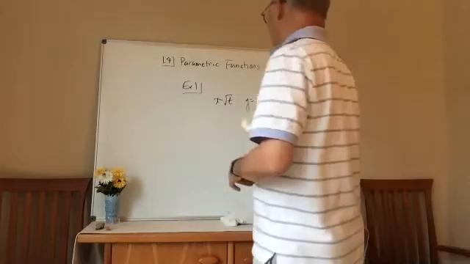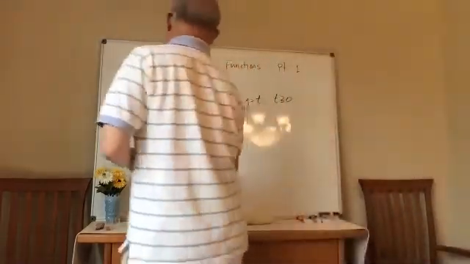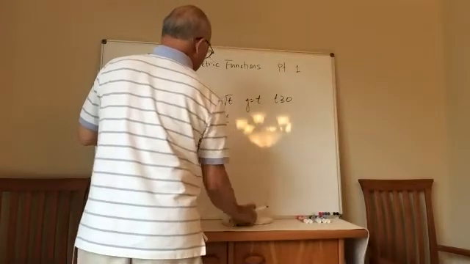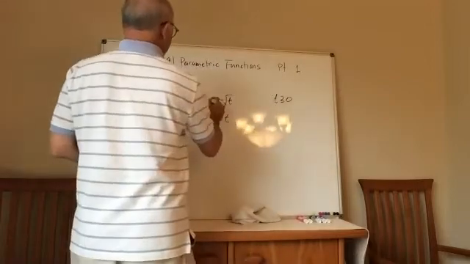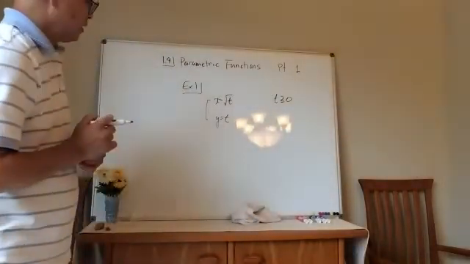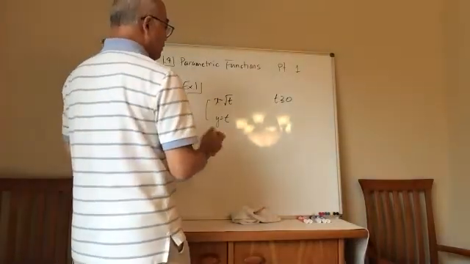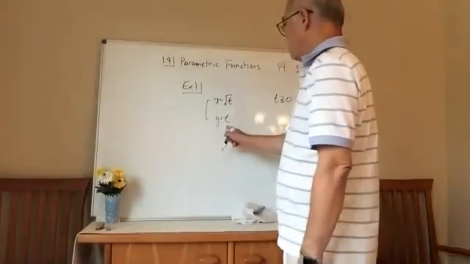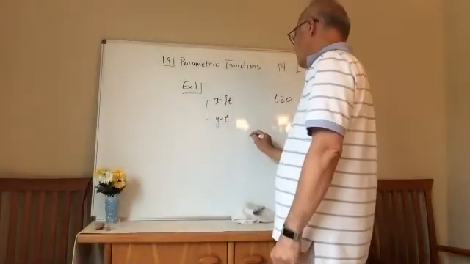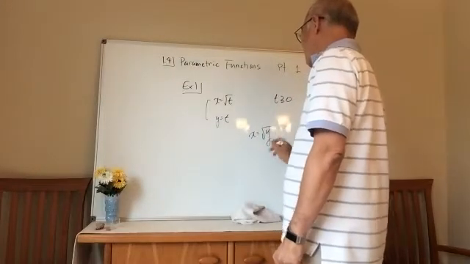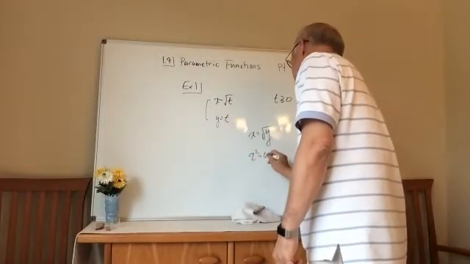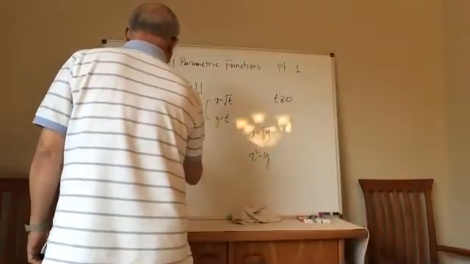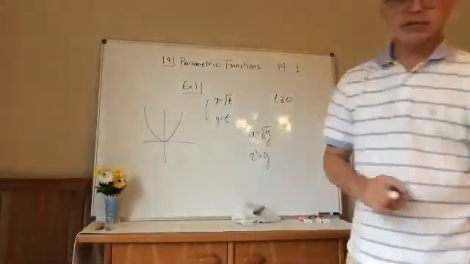Okay, so we need to basically eliminate the t to find out what the relationship between the x and the y is. How would I go about doing that? Since y is equal to t, I would just plug it in. So x is equal to root y. I would square both sides. x squared is equal to y. So this is the same thing as y is equal to x squared, which looks like this.